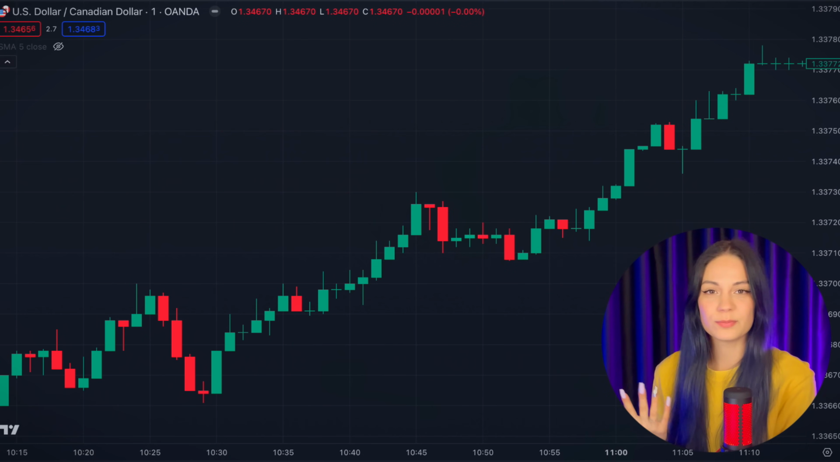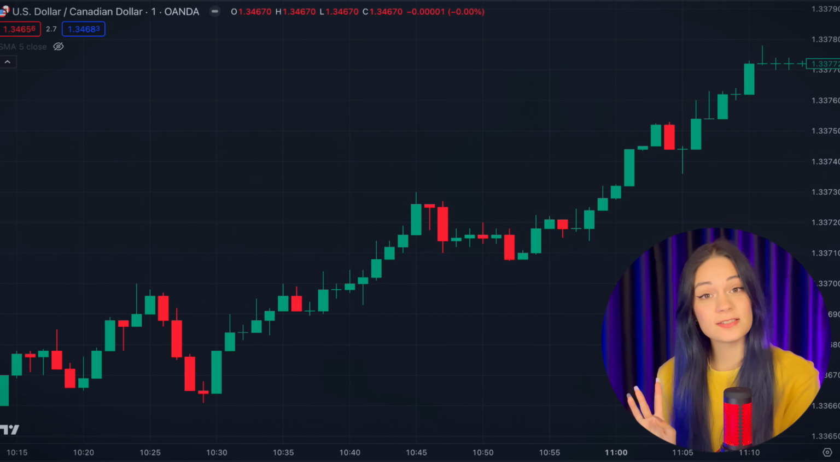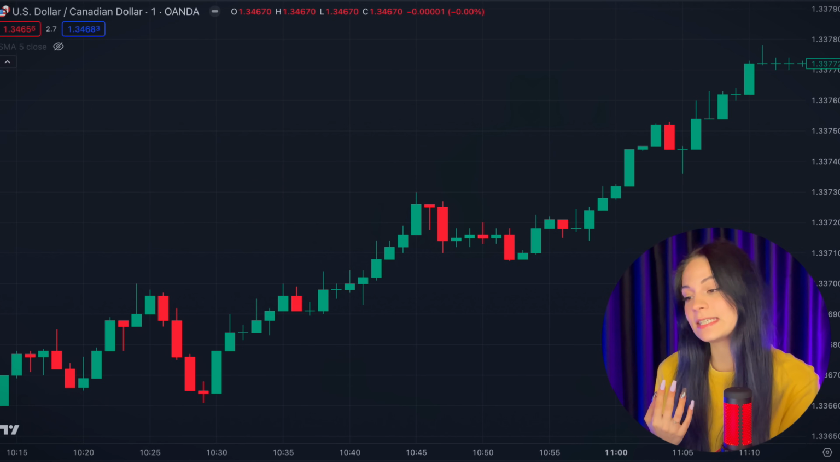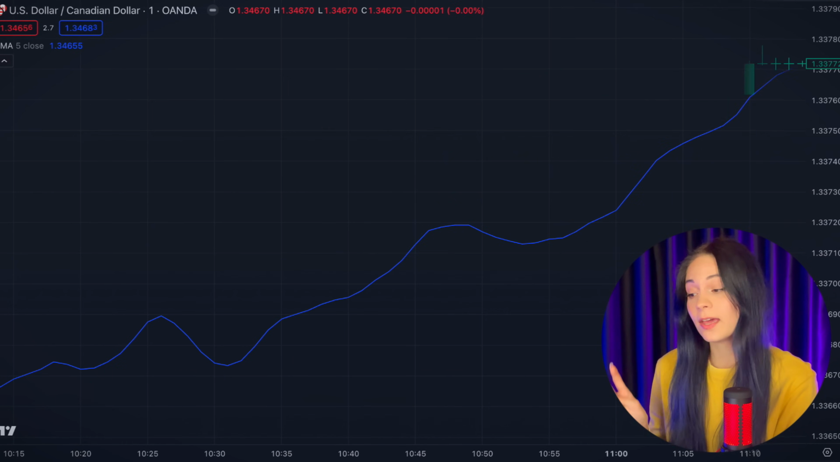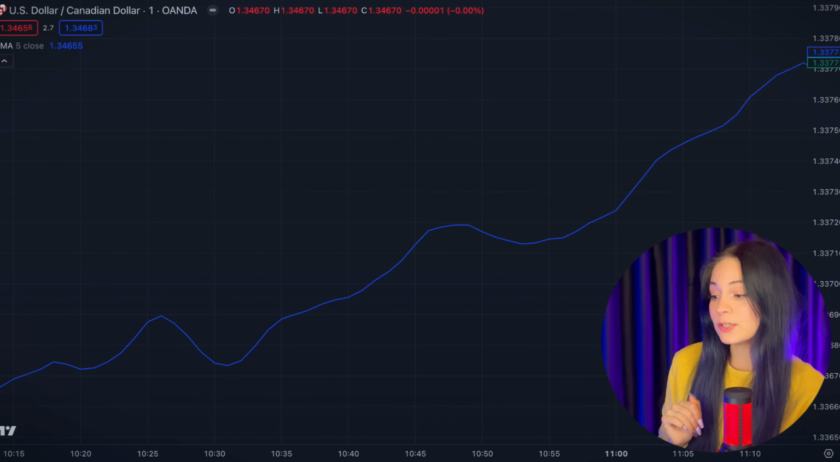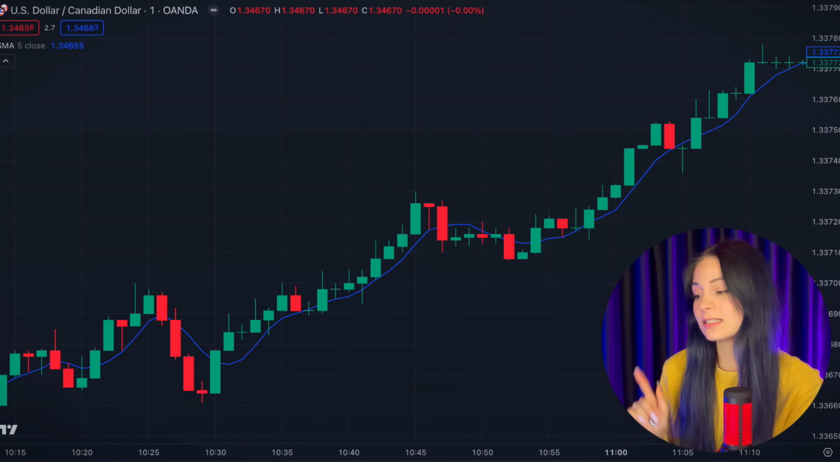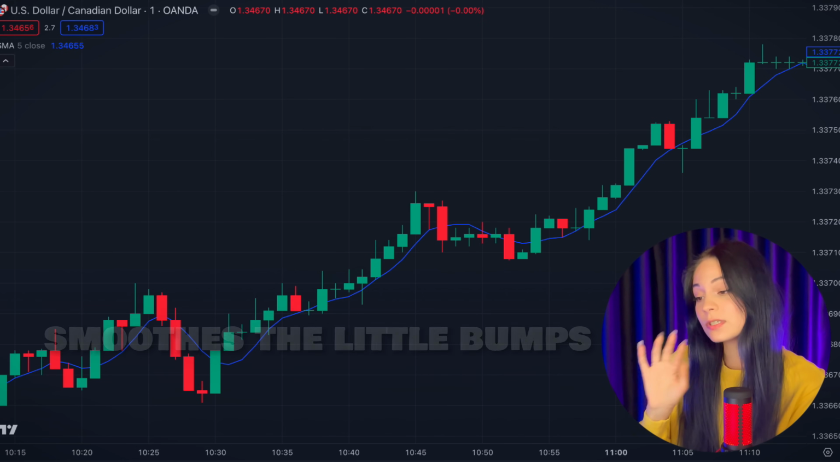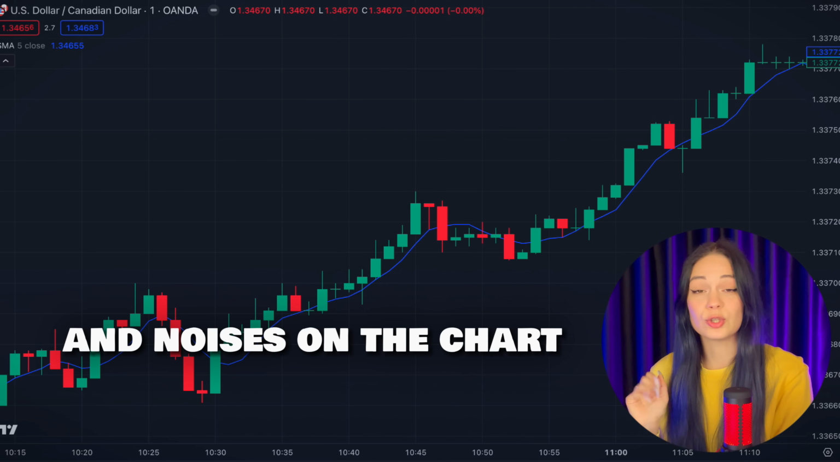Okay, so what is moving average? Basically, it's quite simple. Moving average is a technical indicator that gives us the ability to see the average value of the price for the specific time period that we choose. If we look at the chart, you can see that this is simply a line that smooths the little bumps and noises on the chart.